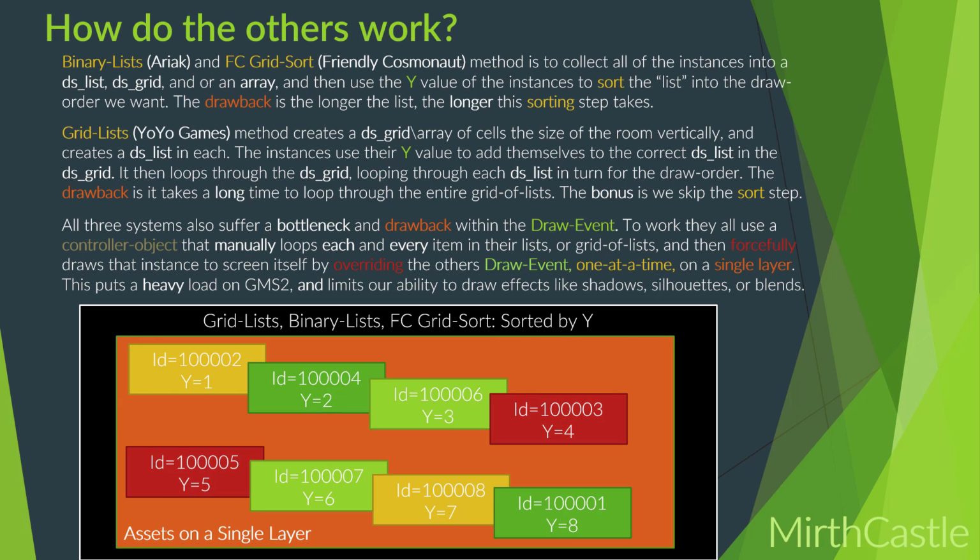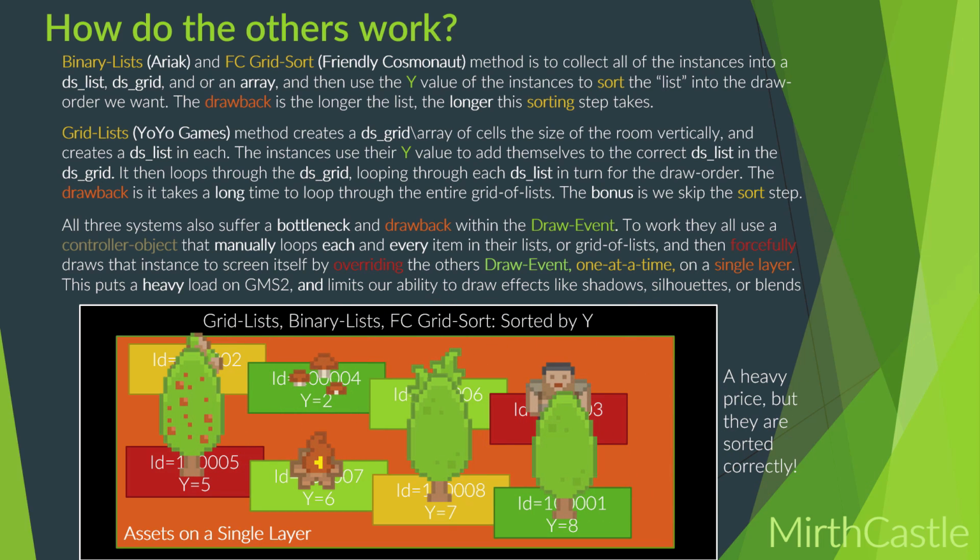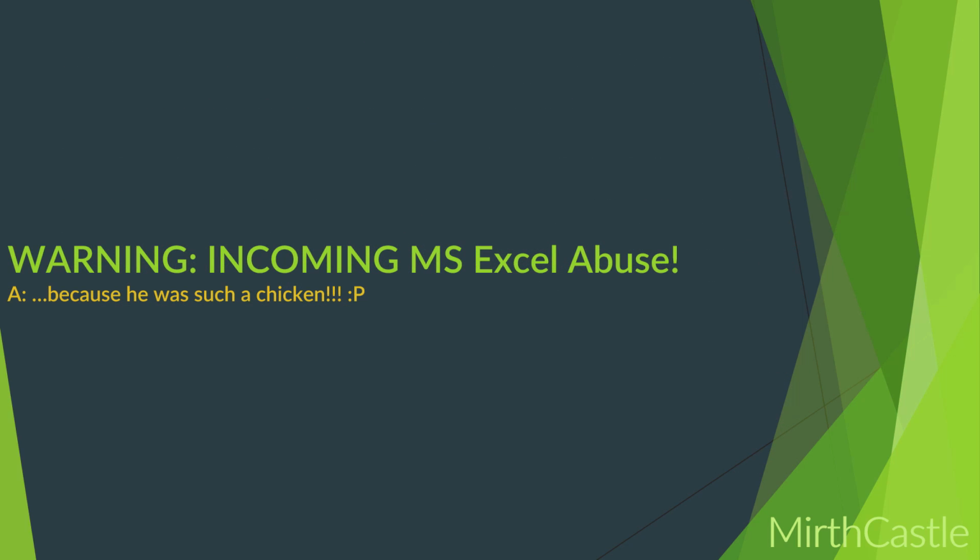All 3 have a final drawback. We lose control of the instances' draw events so we can actually draw them in the right order. Not only does this create a bottleneck, it makes it harder to do effects. In some cases, the entire list or grid of lists has to be run through twice just to do shadows, which of course hurts your frame rate even more. They do, however, do what they say they're going to do and get everything sorted nice and neat despite their drawbacks. From here on, and now that we have an understanding of the other systems, we're going to focus on the system I put together for us, Grid Layers.